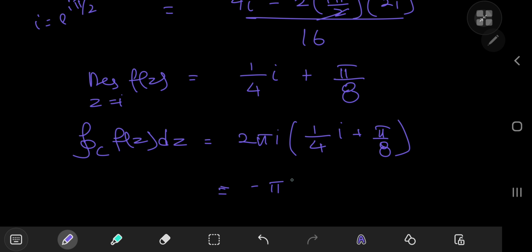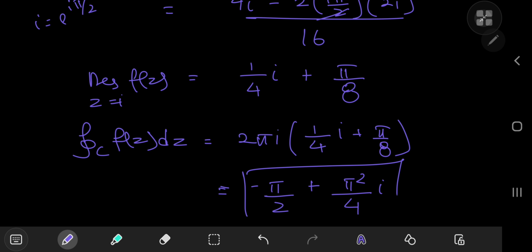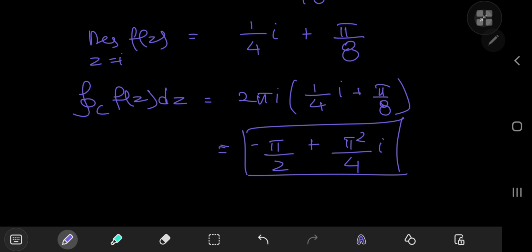You're left with negative pi by 2 plus, okay, pi squared by 4 times i. Okay, cool. So that's what the integral over the closed contour C evaluates to.